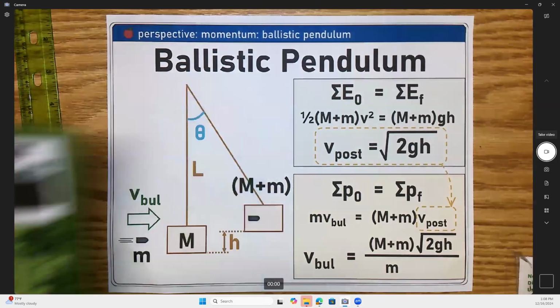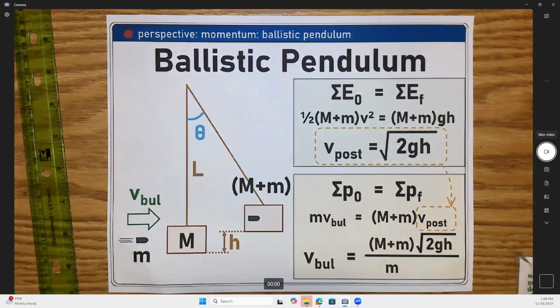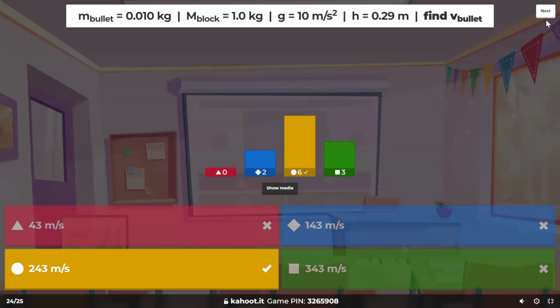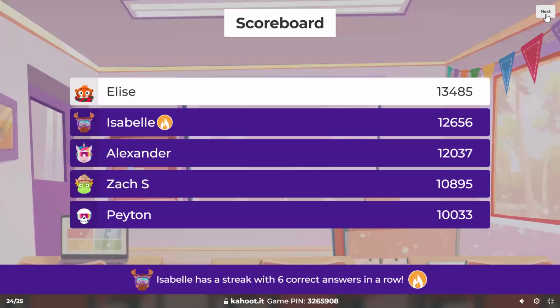That's it. You guys got ballistic pendulum? All right. I got Peyton, Zach, Alexander, Isabel, Elise. Are you guys ready for the win? Ready for the win? All right, here we go.